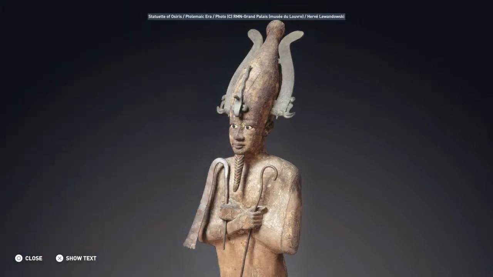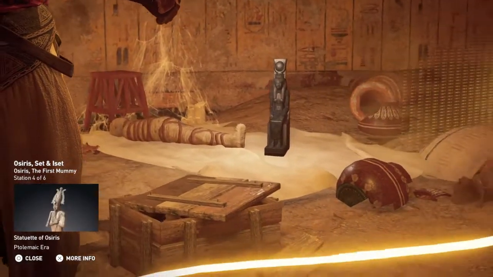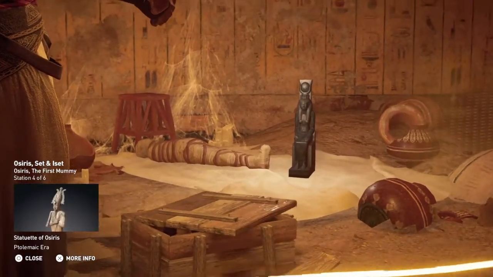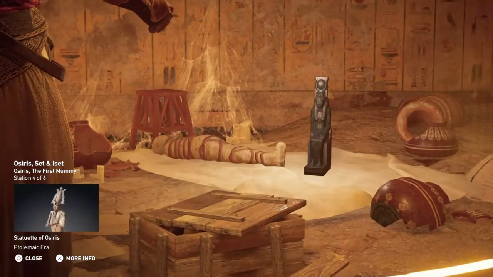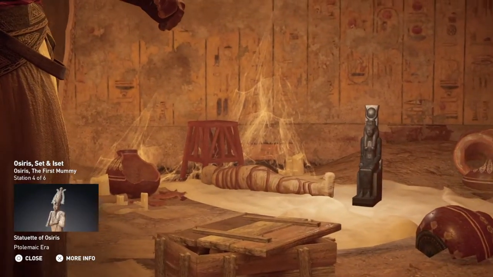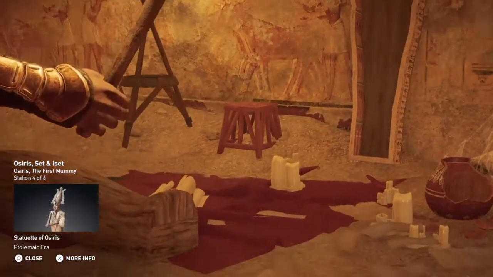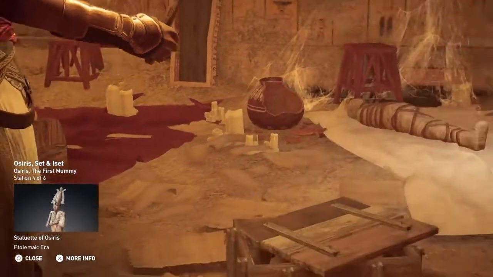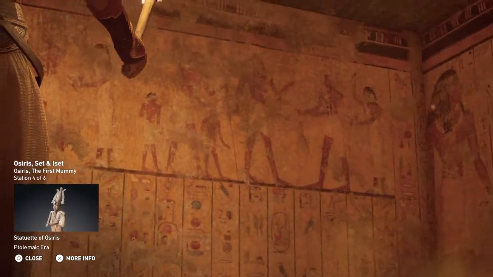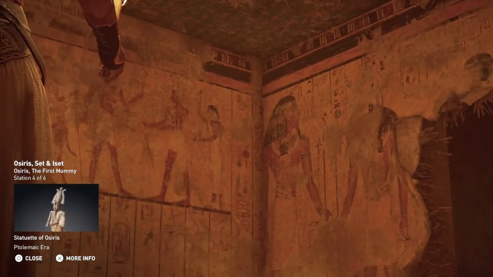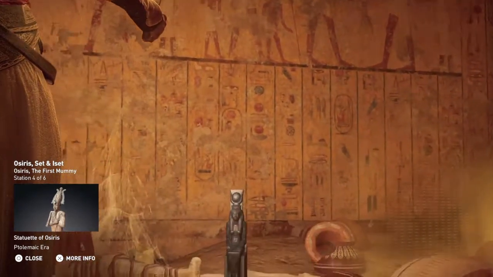Within Egyptian mythology, Osiris represented the first king to rule Egypt. Jealous of his power, his brother Seth attempted to usurp his throne. After several unsuccessful attempts, Seth succeeded in killing his brother by dismembering him and scattering the pieces of his body all over Egypt. Isis, the great of magic, traveled all over Egypt in search of the pieces of her husband's body. After a long search, she recovered all the pieces save for his manhood, as it was eaten by a fish.